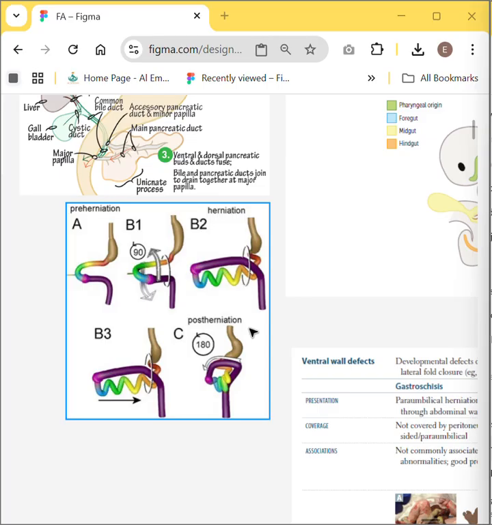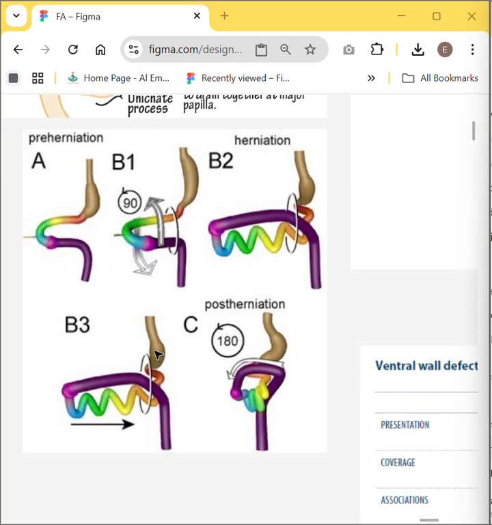When it returns to the abdomen, post herniation, it takes another 180-degree turn. So that purple part, can you see this purple part here? Now this purple part is going to go around another 180 degrees and come here, right in front. So there's a total 270-degree rotation, right?